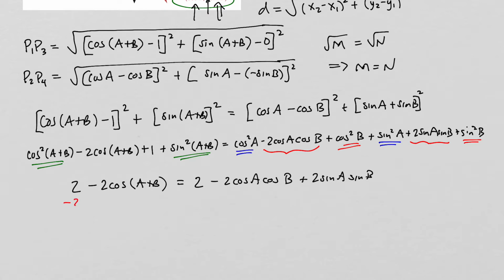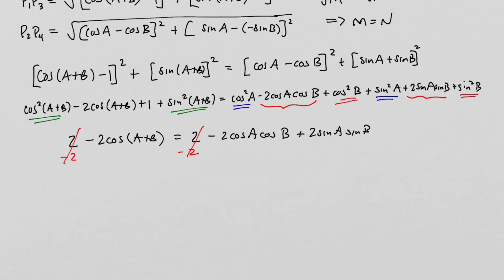Now what we can do is subtract 2 from both sides of the equation, which will cancel out the 2's. And then what we have is negative 2 cosine of A plus B is equal to negative 2 cosine of A cosine of B plus 2 sine of A sine of B.